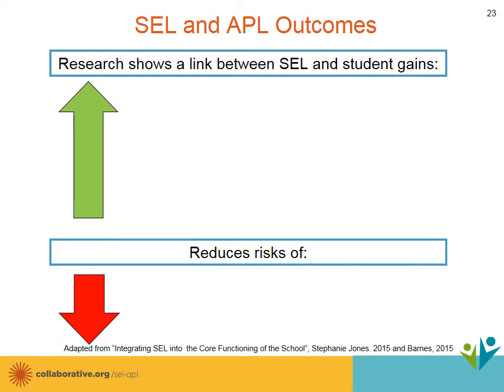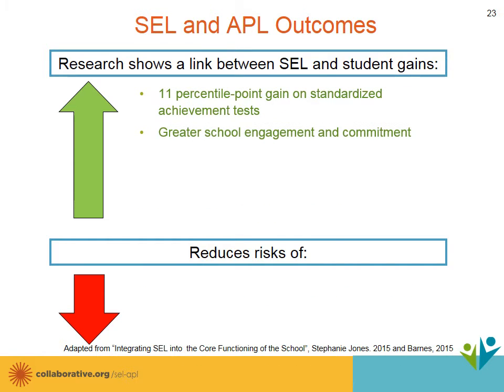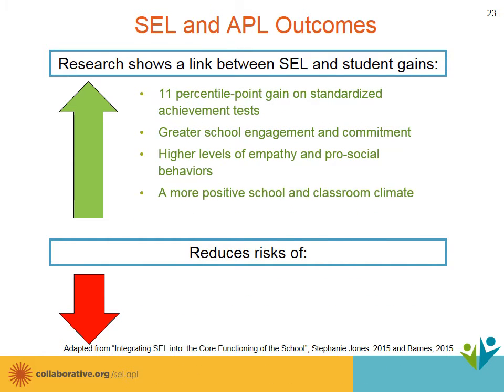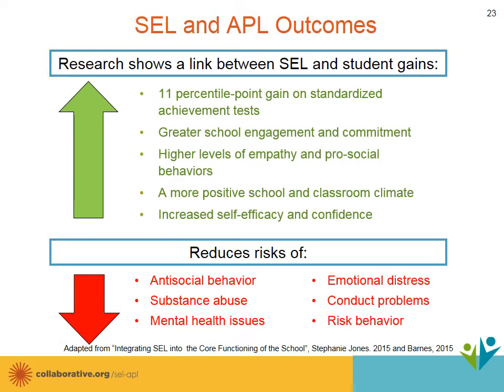This is a slide about SEL and APL outcomes. Research shows a link between SEL and student gains and the reduction of other risks. Some of the data from this slide can be located in Durlak et al. 2011, The Impact of Enhancing Students' Social and Emotional Learning: A Meta-Analysis of School-Based Universal Interventions.